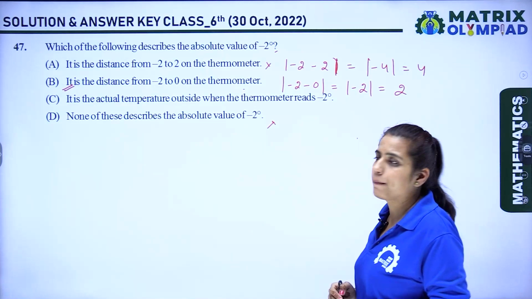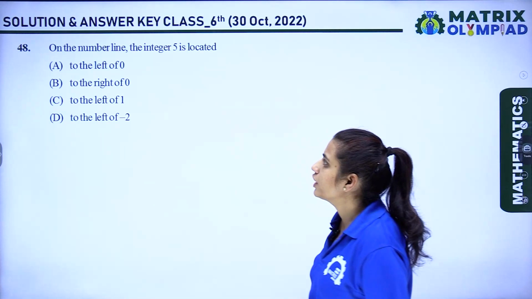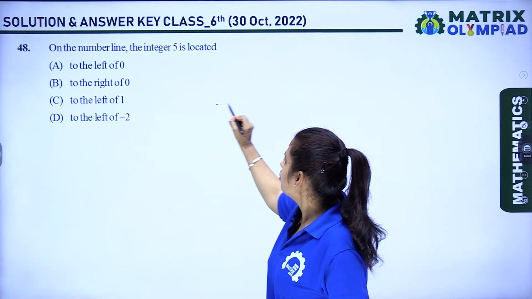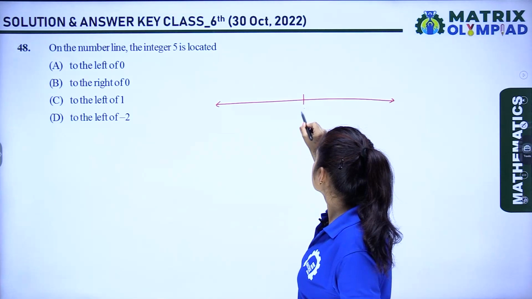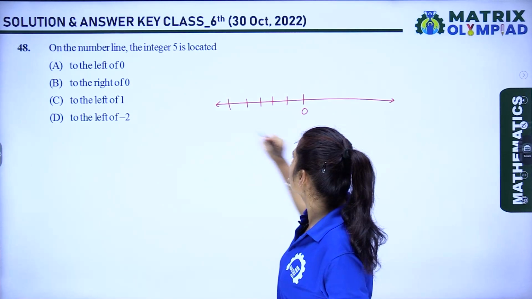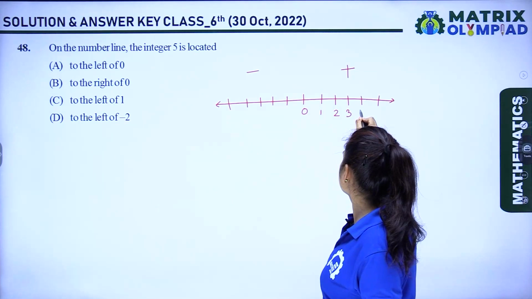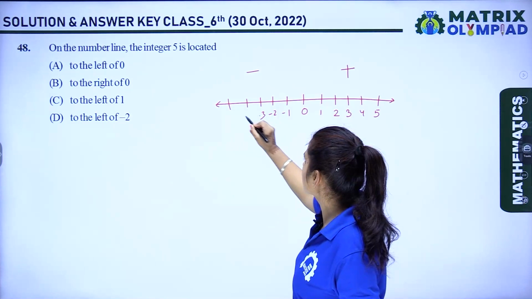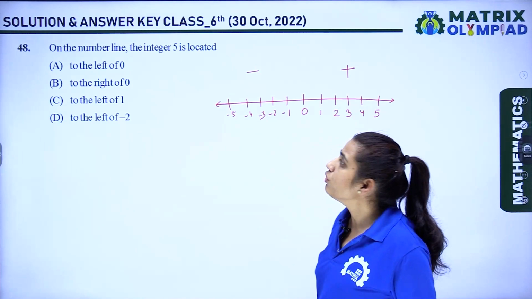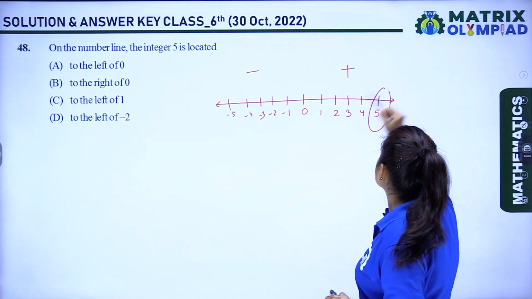Now, the next question is 48. On the number line, the integer 5 is located. So, let's draw a number line: 0, 1, 2, 3, 4, 5. On the right side, we have positive numbers. On the left side, we have negative numbers. So, here it is 1, 2, 3, 4, 5. Here it is minus 1, minus 2, minus 3, minus 4 and minus 5. Now, we are talking about the positive 5, which is here on the number line.